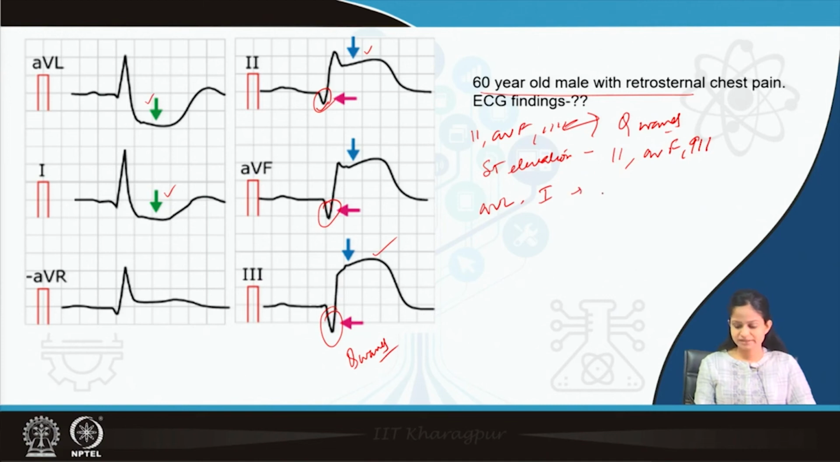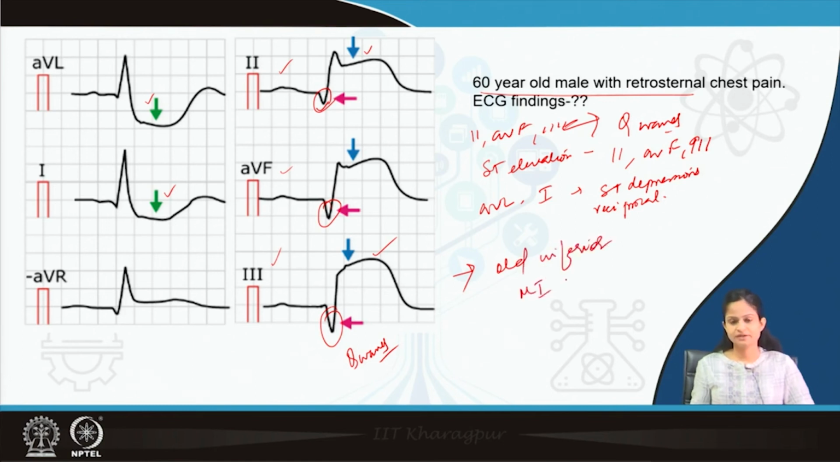So, that means these are reciprocal depressions we are seeing, ST segment depressions. These are reciprocal depressions which we are seeing in the opposite leads. Now, lead 2, lead 3 and AVF, if you just remember, these are the inferior leads and we are seeing Q waves. So, this is the ECG of old inferior myocardial infarction, because we have seen the Q waves as well as the ST segment elevations.